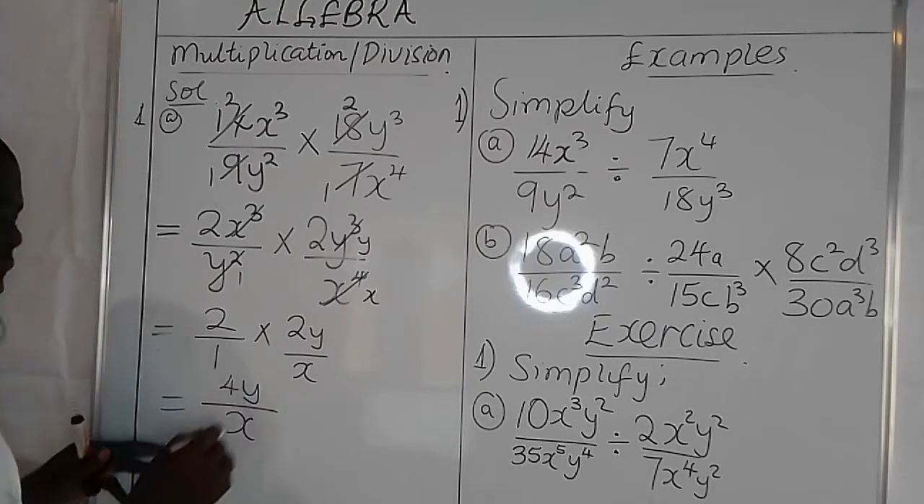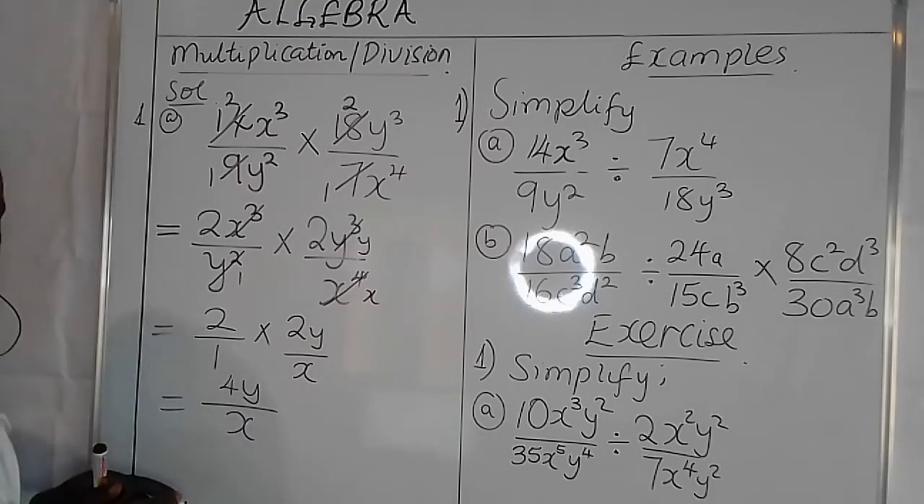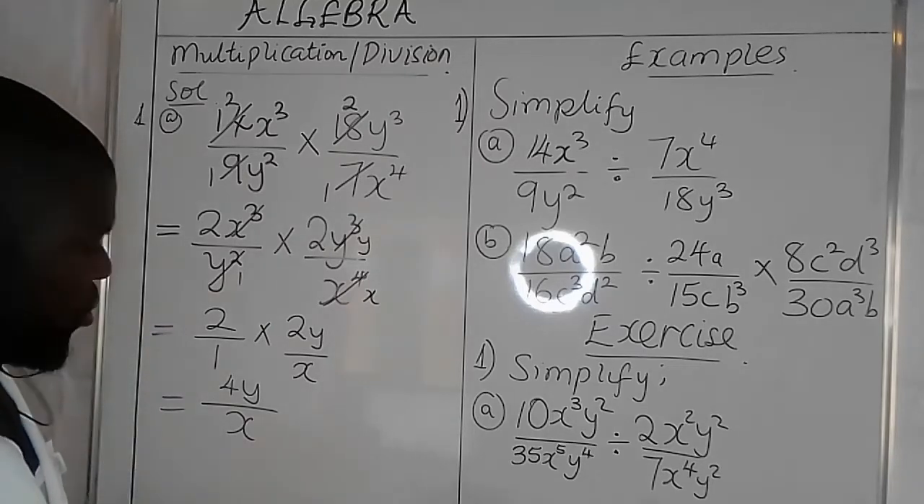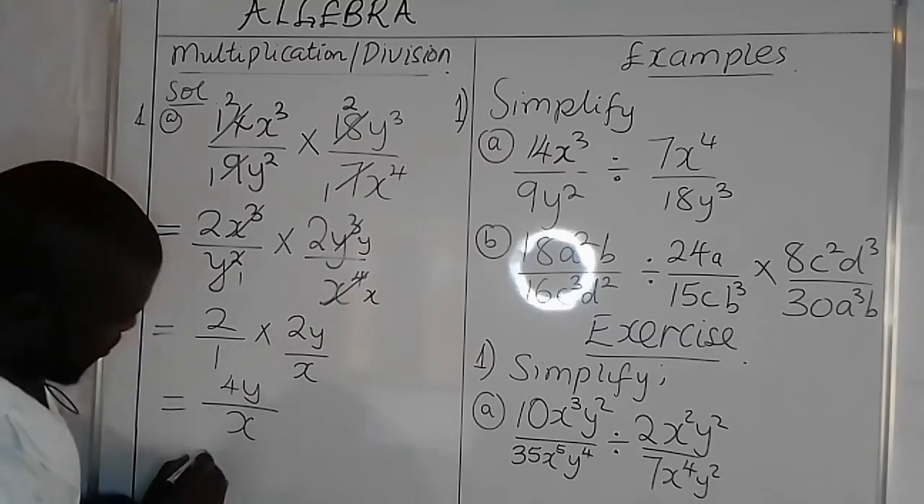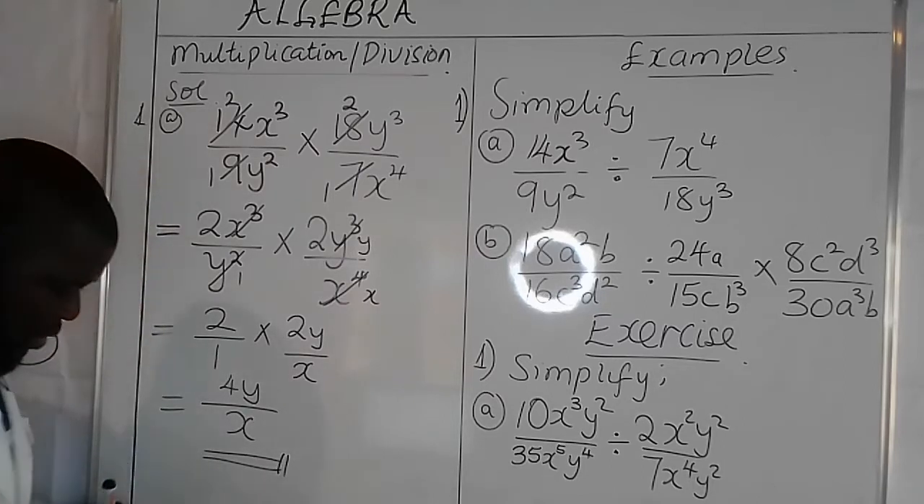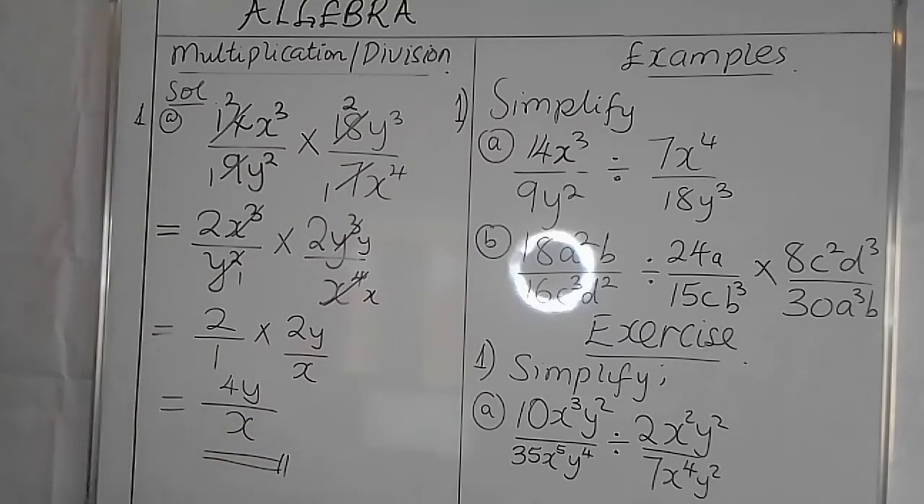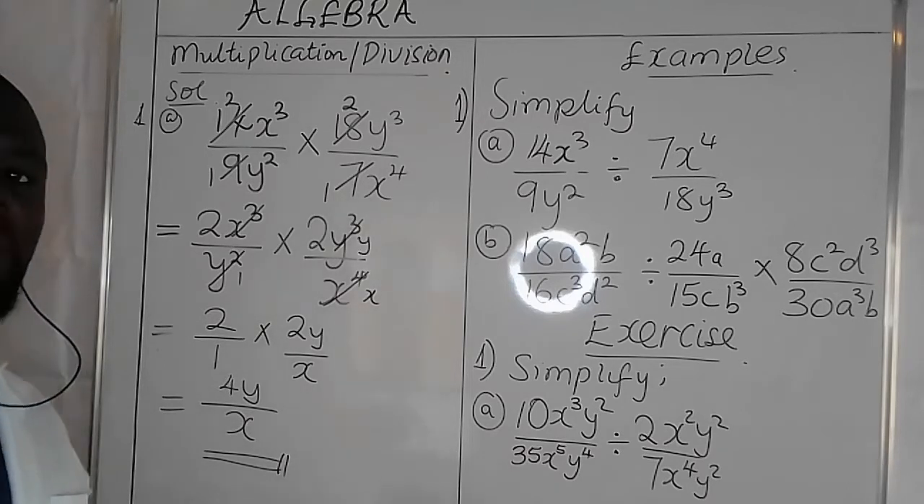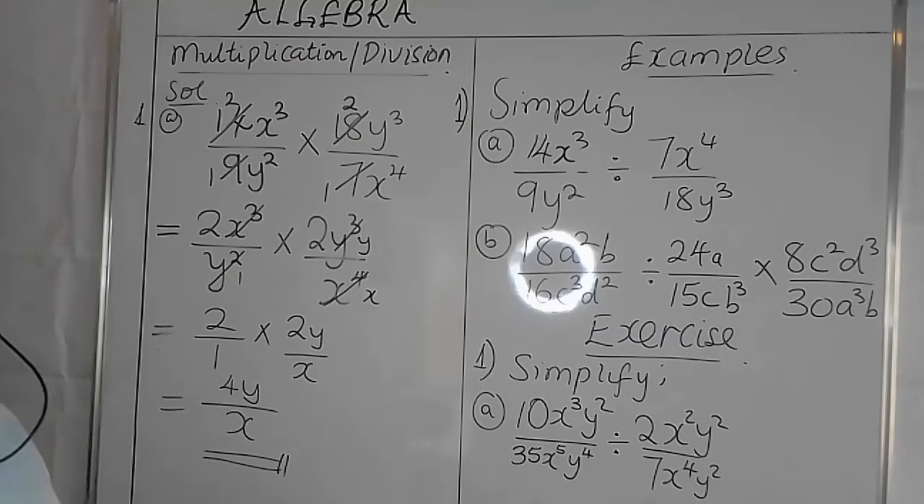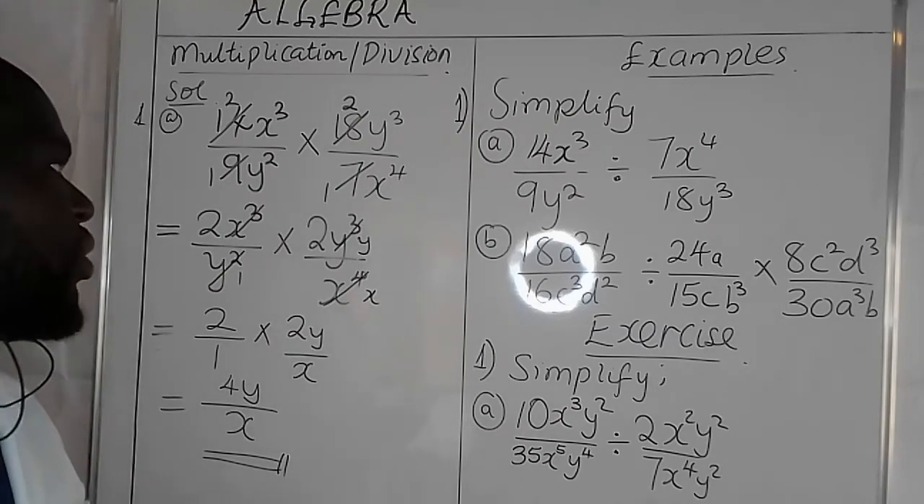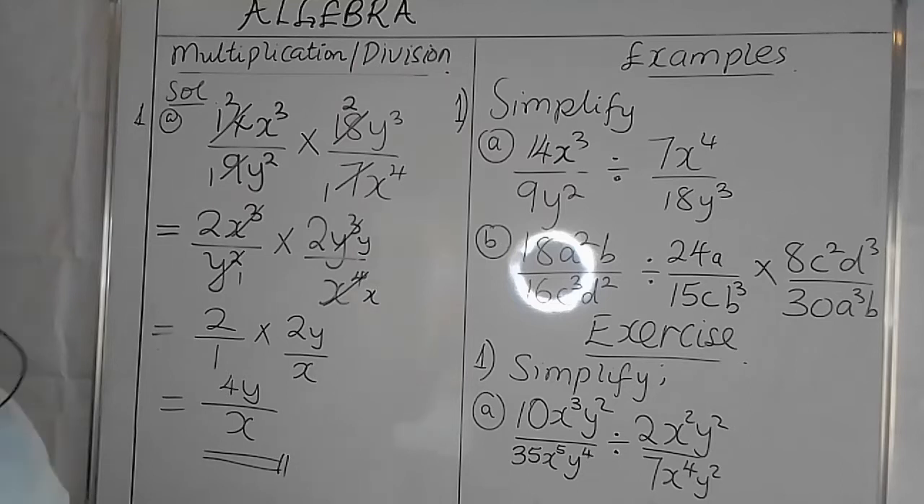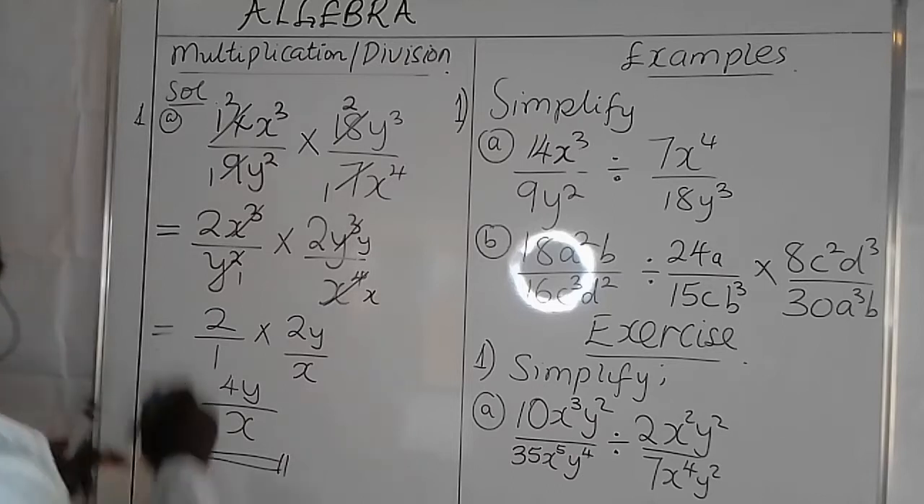Once we have 4y as our numerator and x as denominator, there is nothing that we can do to proceed further. So we shall just end here on this particular question, and basically this will be our final answer. So whenever we are dividing, we need to change into multiplication, and once we change into multiplication, then also we need to swap the next fraction. Okay, let's look at our second example.